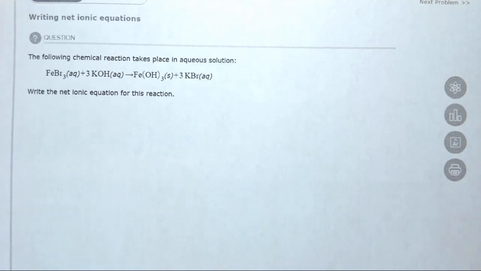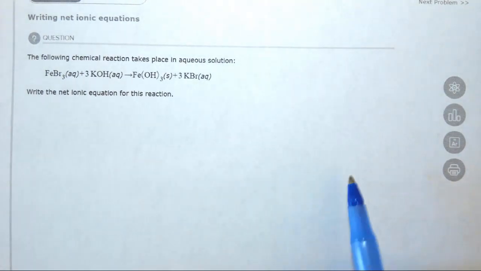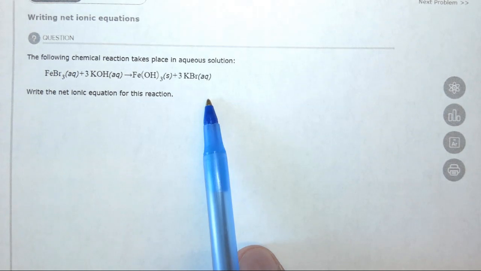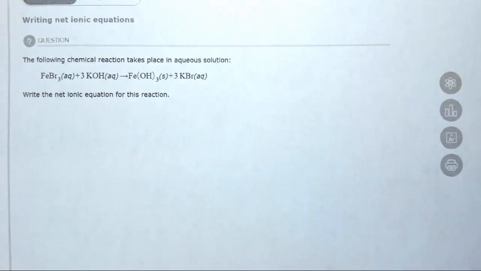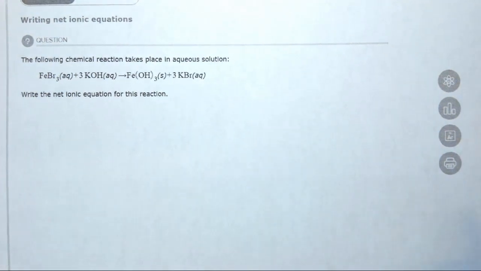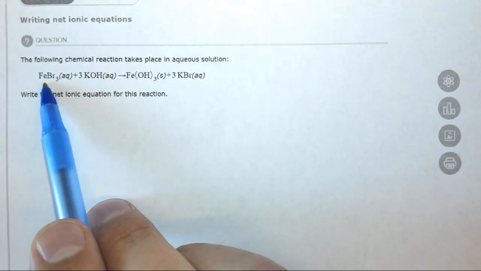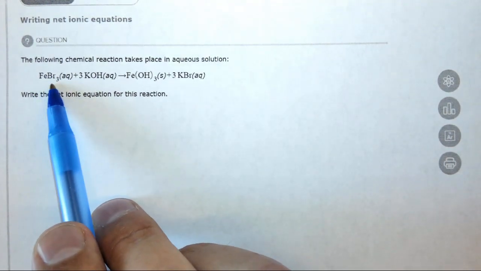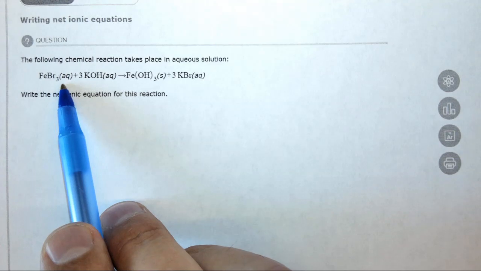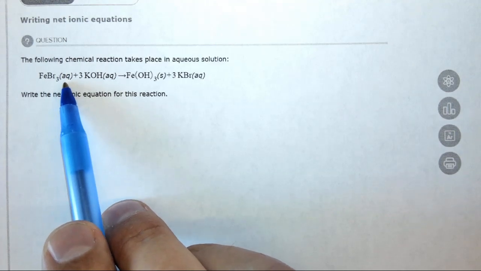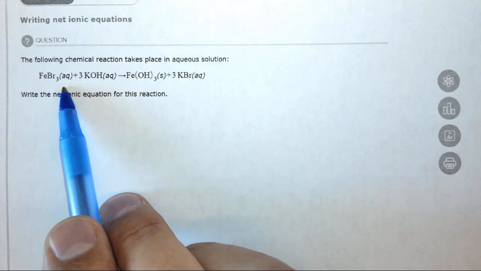In this question, we're asked to write the net ionic equation for the reaction that is taking place here. And in the process, we're also going to identify the spectator ions. So here we have FeBr3, and it's aqueous. So anything that's aqueous is going to break up in solution. So we need to write it as its ions.